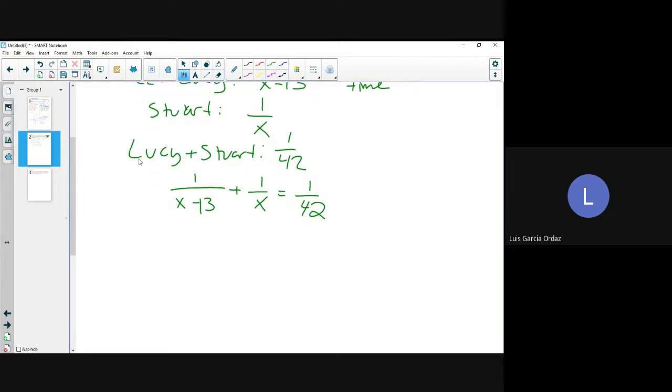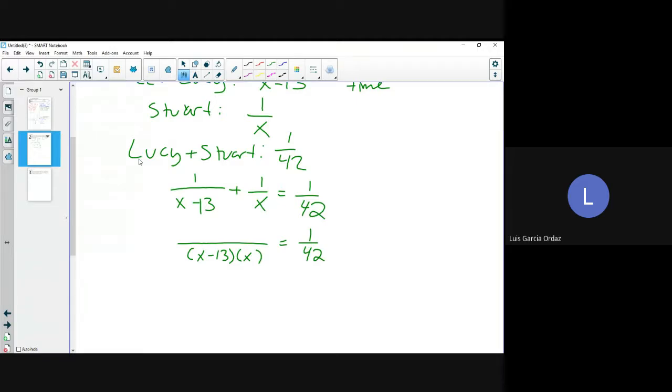Makes sense. So what do we have to do with the left side of the expression first? Common denominators. So our denominator is going to be x minus 13 times x is equal to 1 over 42. So what do we have to multiply the first fraction by to satisfy our denominator?